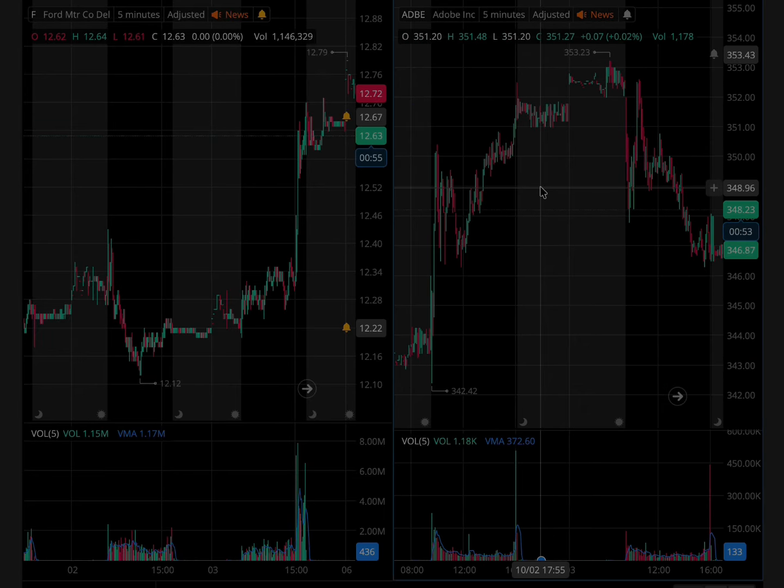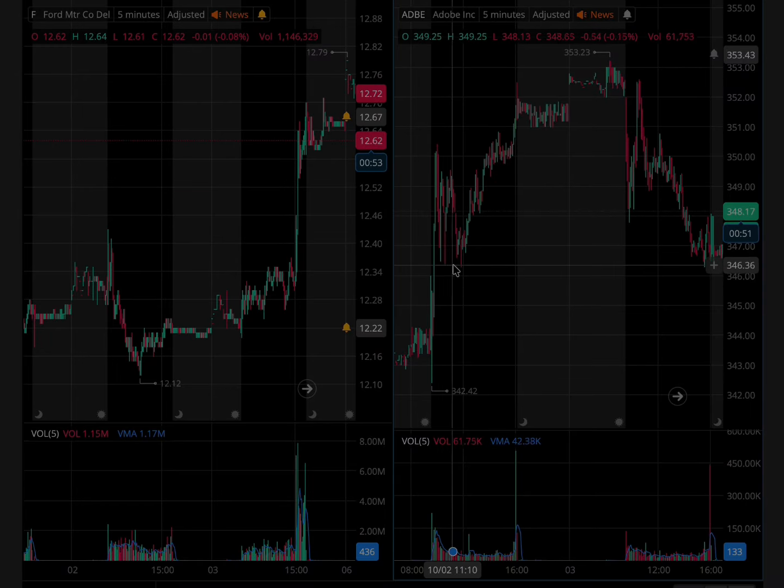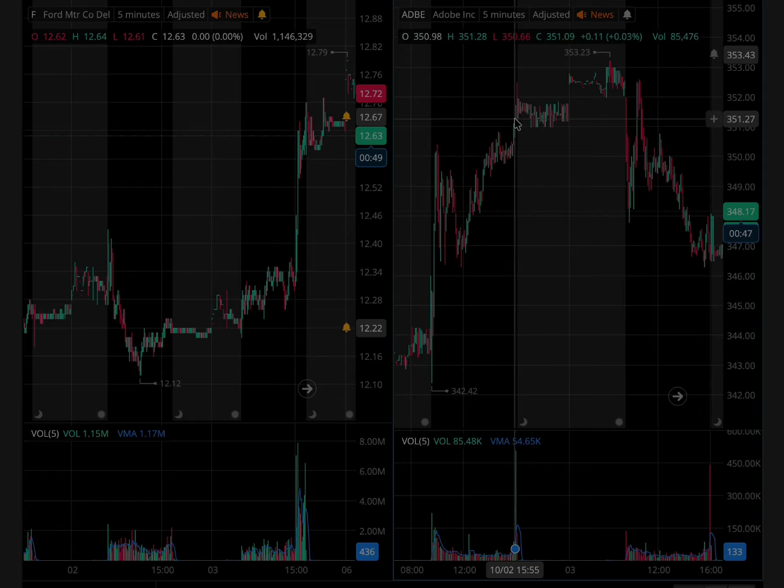Let's see if we can find a cleaner one. So you have another double bottom happening here, and as a result you got continued volume pushing this up pretty high. So when you spot these, you kind of have an idea where to go with it when you see it happen.